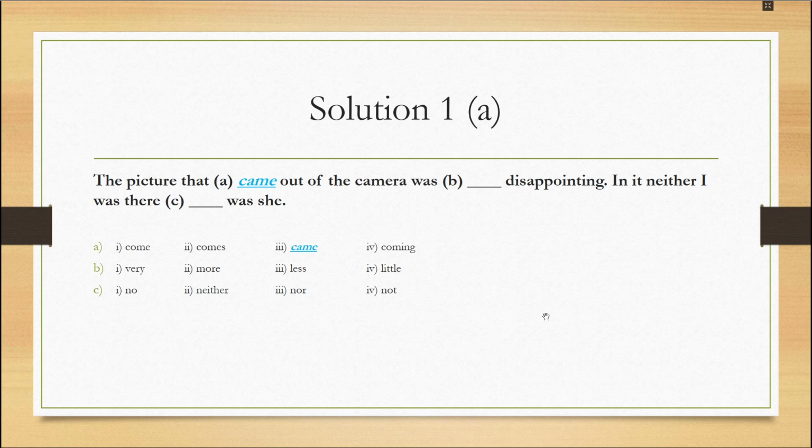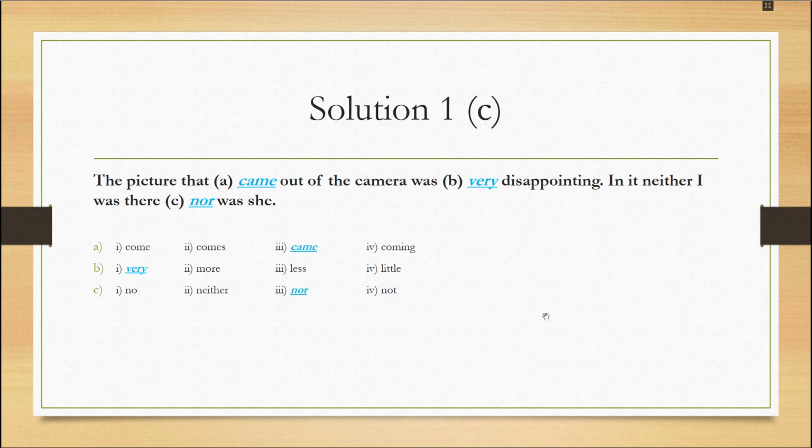Now the next sentence is, In it, neither I was there, dash was she. It was quite obvious that neither is followed by nor, because neither and nor are correlative conjunctions. They are used in pairs. That is why nor would come here. So this is the first question of gap filling we have done.